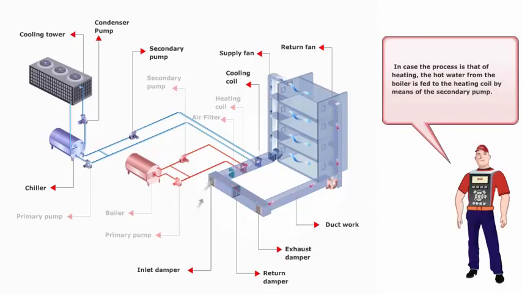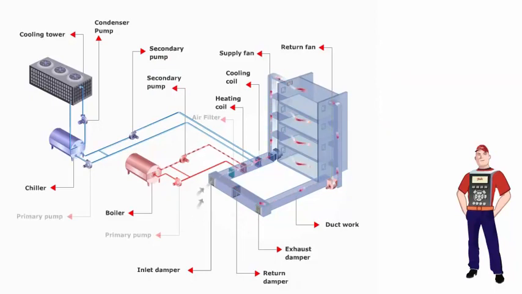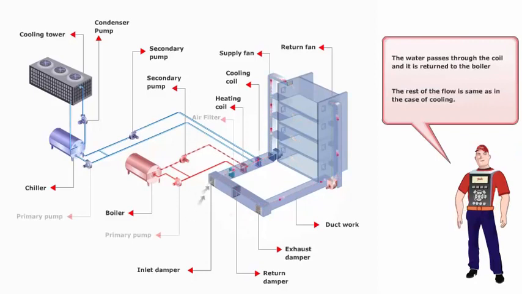In case the process is that of heating, the hot water from the boiler is fed to the heating coil by means of the secondary pump. The water passes through the coil, and it is returned to the boiler. The rest of the flow is the same as in the case of cooling.